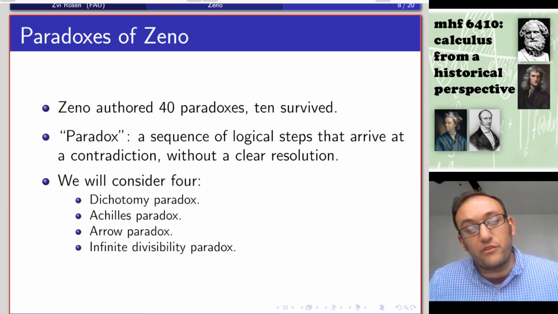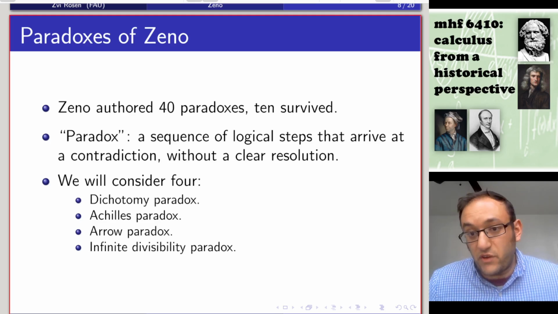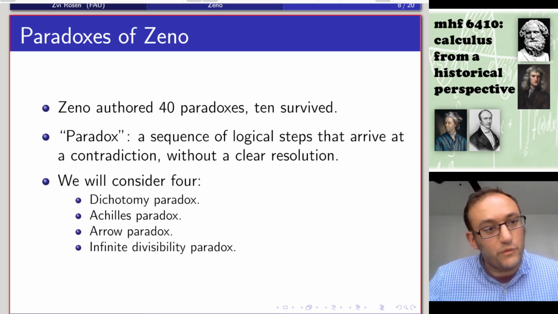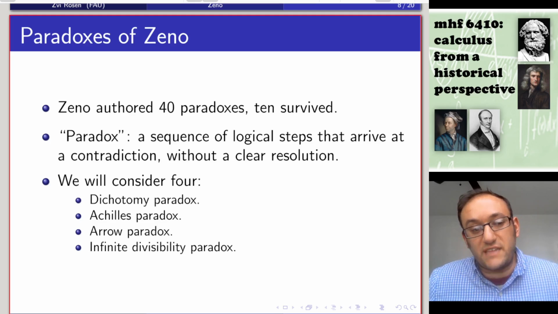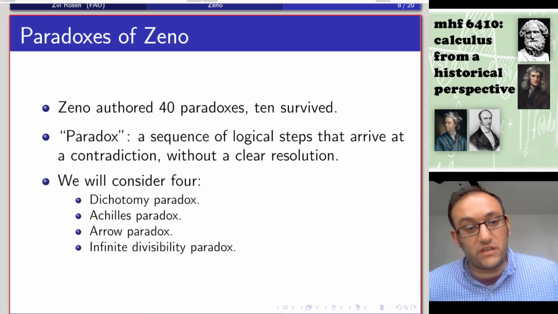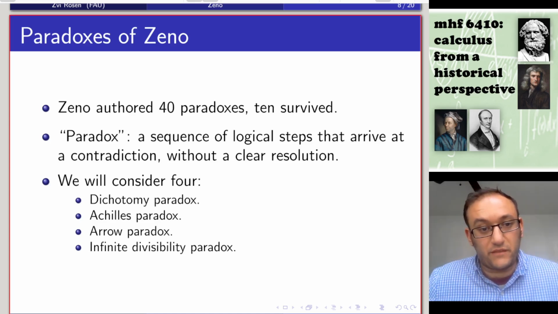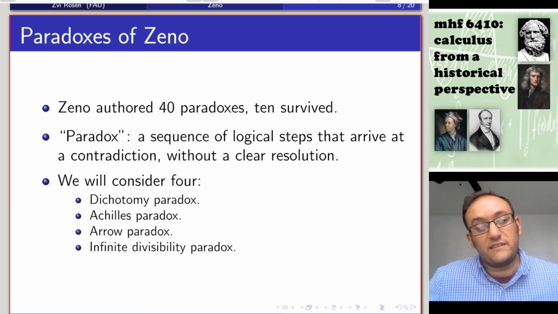Traditionally, Zeno authored 40 paradoxes, but only 10 of them survive in the writing of other Greek philosophers, particularly Aristotle. When we say paradox in this context, we're talking about a sequence of logical steps that arrive at a contradiction without a clear resolution.